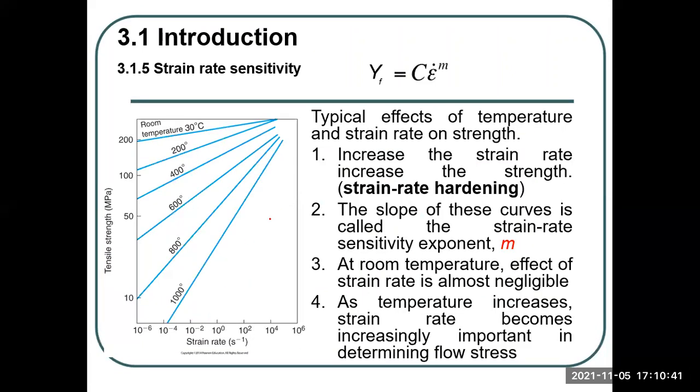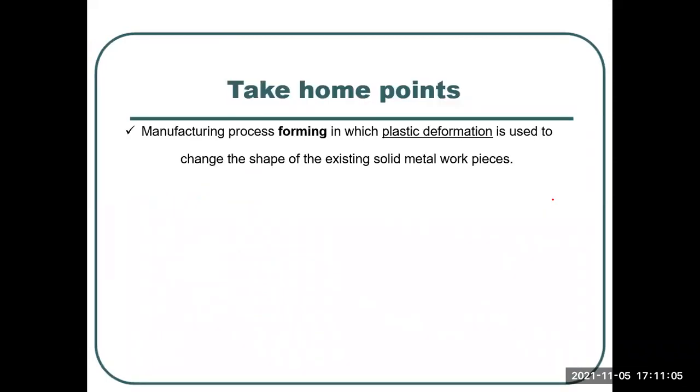And in this one, you can see that with different temperatures, the strain rate performs in different ways. Increasing the strain rate will increase the stress, because it's always going up. The slope is considered the strain rate exponent, and at room temperature it's roughly no change. This is the strain rate sensitivity. So these are the take-home points.